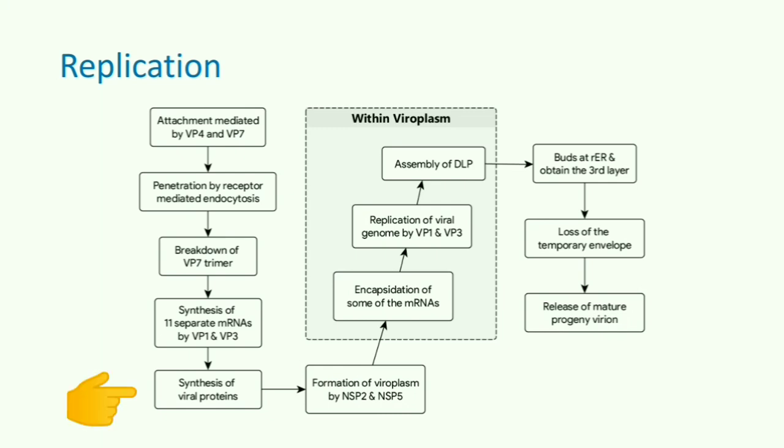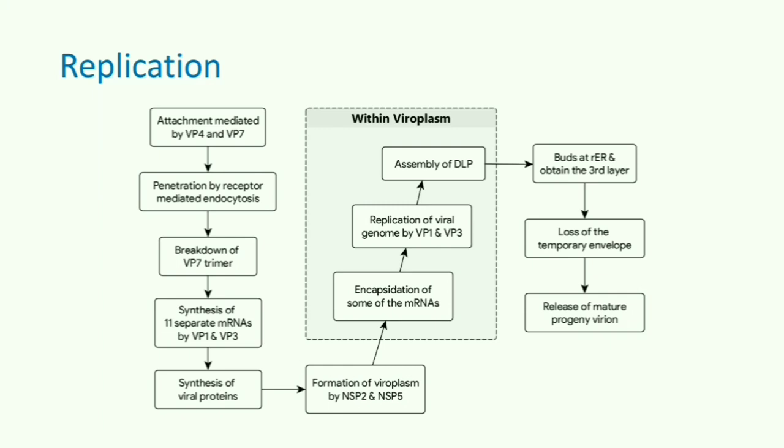After that, viral proteins are synthesized. After the first round of viral protein synthesis, non-structural proteins come into play. NSP2 and NSP5 along with NSP6 form inclusion bodies called viroplasms. Then, within the viroplasm, some of the mRNAs are encapsulated by VP1, 2 and 3 to form immature virus particles.